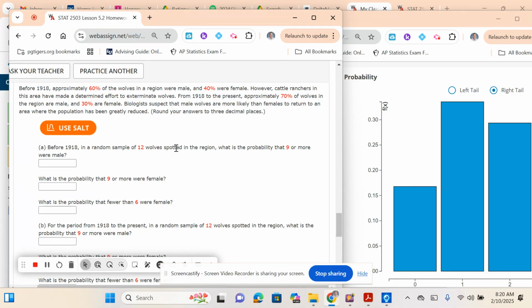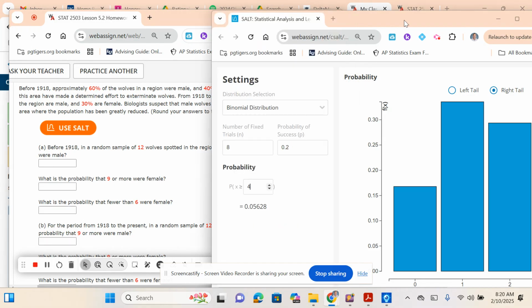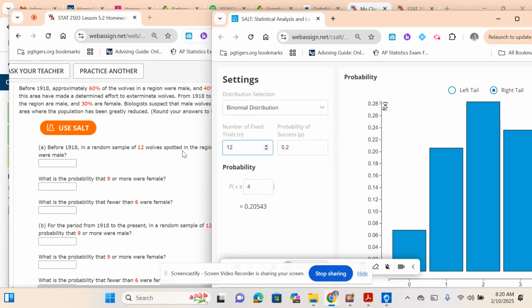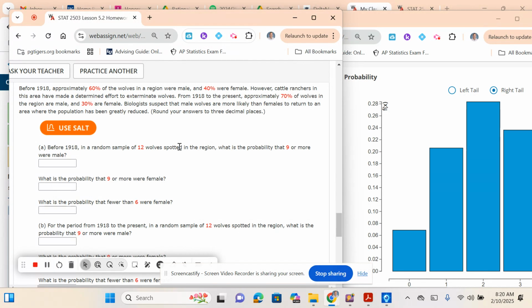So let's think about this. I'm going to be on the binomial thing. In a random sample of 12 wolves, that means my n is going to be 12. What's the probability that at least 9 were male? At least 9, is that exact or not? Is that exactly 9 or is that 9 and more numbers? 9 and more, right? So now, 9 or more, would that be 9 and below or 9 and above? 9 and above, right? So if it's 9 and above, we're going to click right tail.